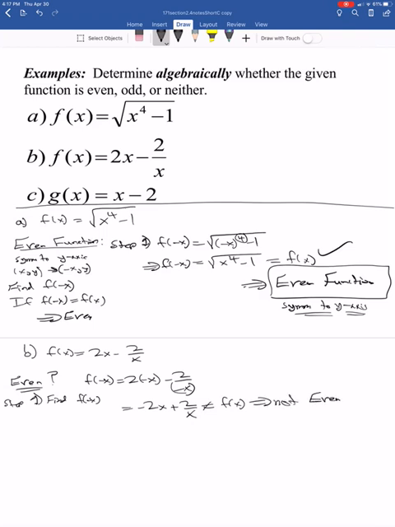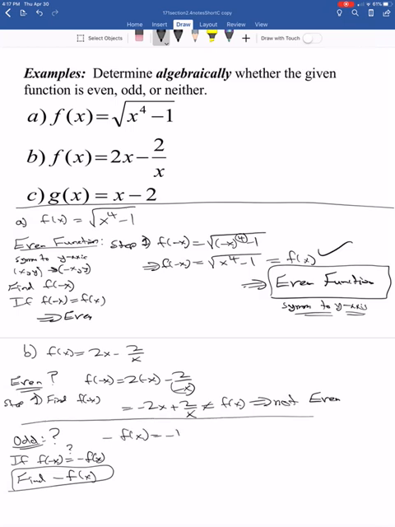So this graph's not symmetric to the y-axis. That means we move on to our odd test. Is it an odd function? Now odd is this: if f of negative x equals negative f of x, it's odd. That's our question. So we want to find our missing part. Let's find the negative of the function. So that's your work. What does negative f of x equal?